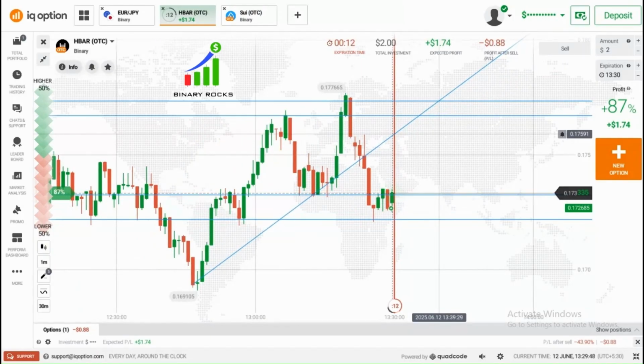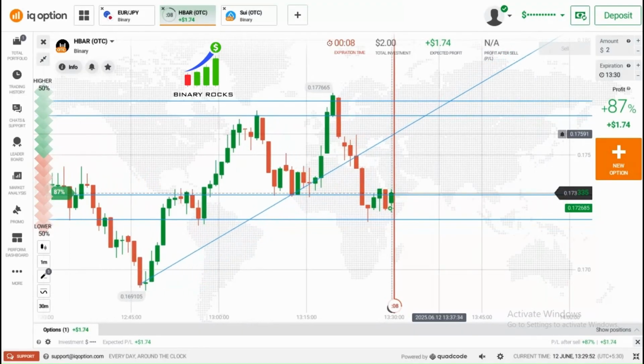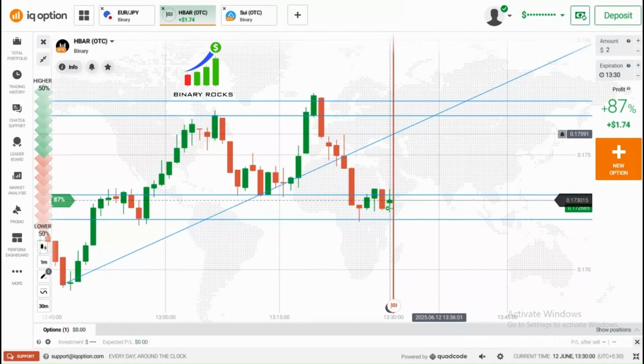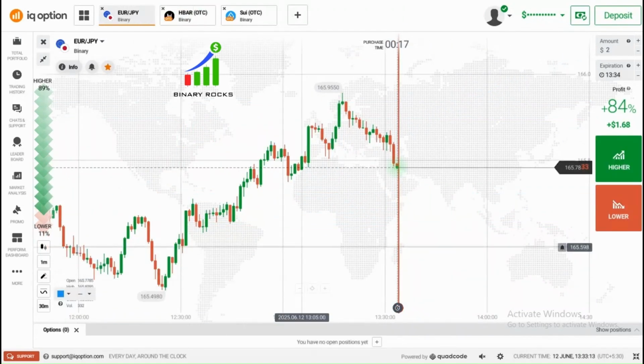See, the buyers are interested because from the top the sellers have been interested. Now the buyers area has been entered, so buyers are showing their power. Okay, so finally we got a win here. Yes, we got a win. Okay, here we have opened a Euro JPY pair.